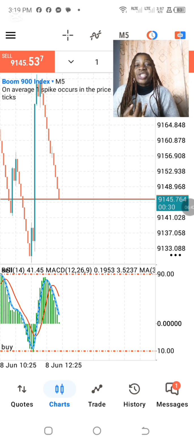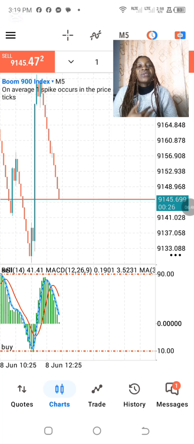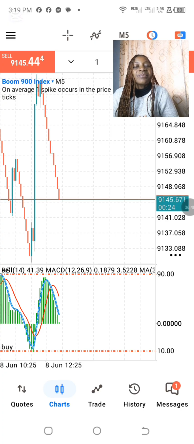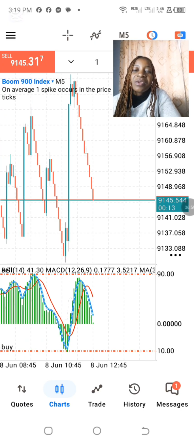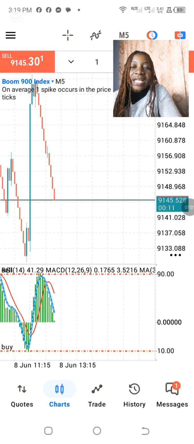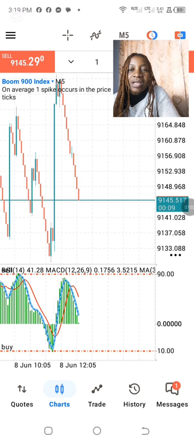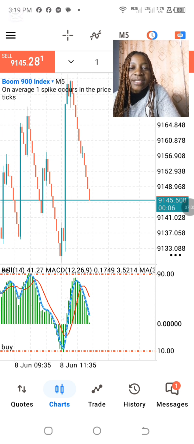And another thing, this strategy, you can use it either on your PC or on phone. So this strategy is very effective. You can use it on your laptop. You can also use it on your phone. So if you don't have a laptop, no worries. You can still make money with this strategy without having to struggle looking for a laptop. We are in boom 900. Let's see how effective this strategy is in boom 900.